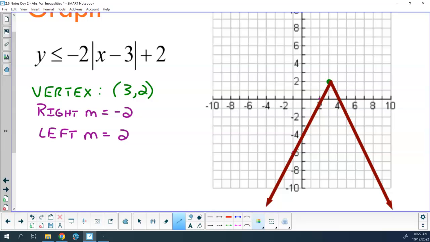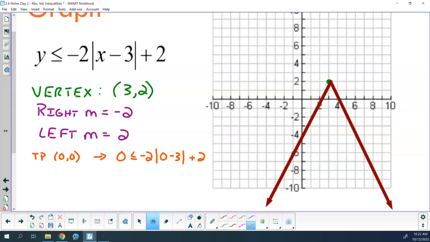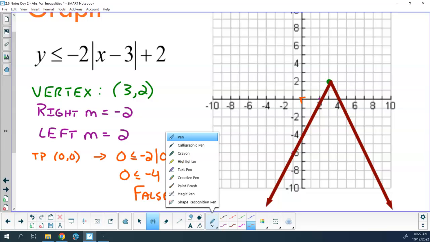Test point. Use the origin. So that's going to be 0 less than or equal to negative 2 times the absolute value of 0 minus 3, then plus 2. 0 minus 3, negative 3, absolute value 3. 3 times negative 2, negative 6. Negative 6 plus 2, negative 4. True or false? False. That is a false statement. So do we shade inside or outside? Inside.